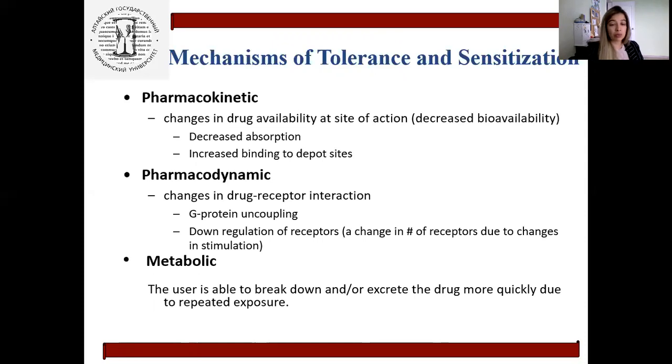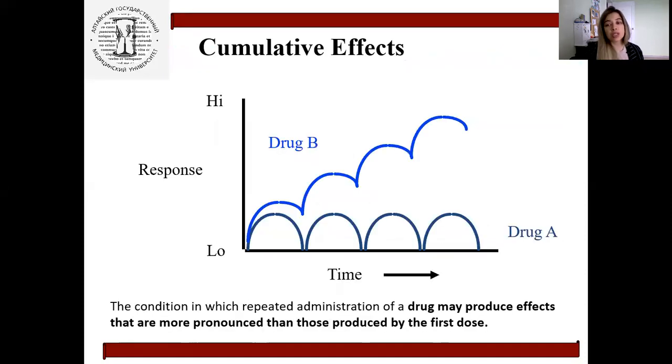And it can also be metabolic. The user is able to break down or excrete the drug more quickly due to repeated exposure. So your body, for example your liver, can work more actively for metabolizing the drug and then excreting it from the body. That is why it affects less. And excretion can also be increased by your kidneys, for example. Yes.